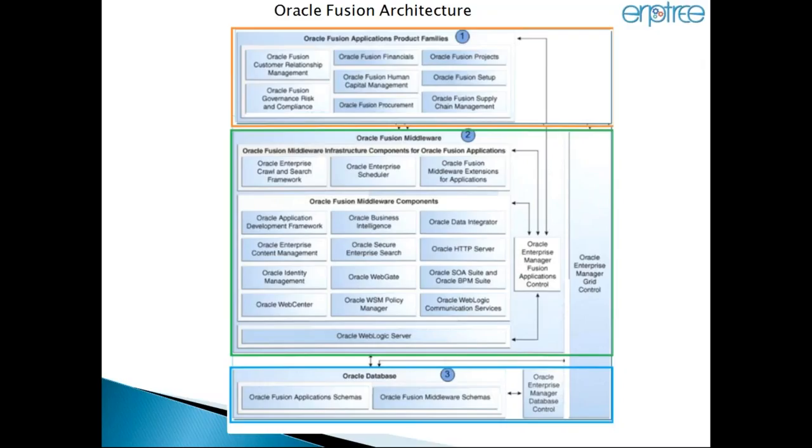So Fusion application schemas, Fusion middleware schemas. There are a lot of other things available, but not much that we need to know about it. The only thing we need to know is which product family is available and on what it is being built. So the Fusion middleware is something on which every application of Fusion is available.